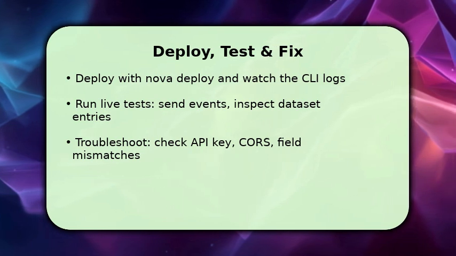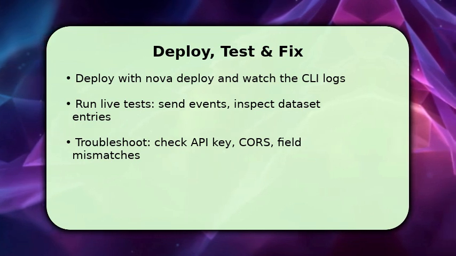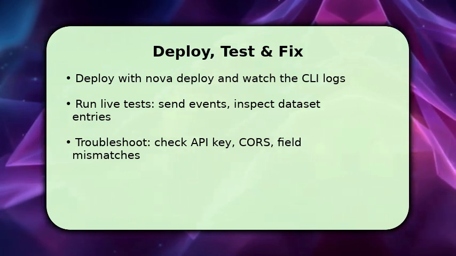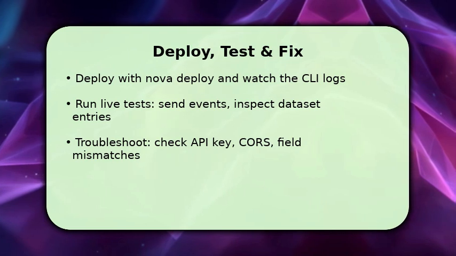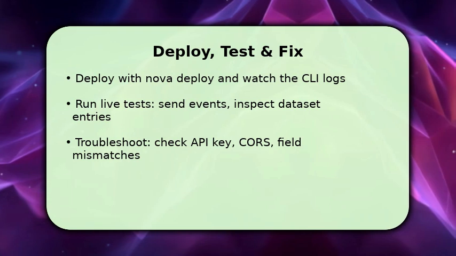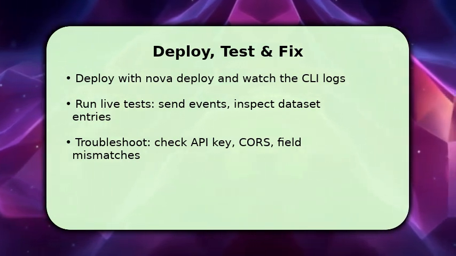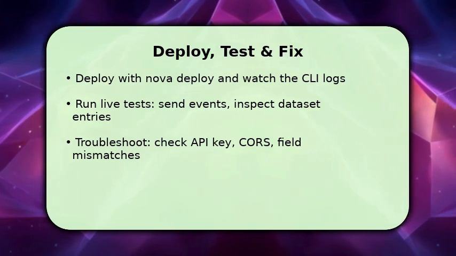This validates the end-to-end flow. If something fails, first verify the API key and permissions, then check CORS or webhook endpoint reachability, and finally inspect field type mismatches between payload and dataset. If you still see issues, enable verbose logging and reproduce a failing event to capture stack traces for rapid diagnosis.